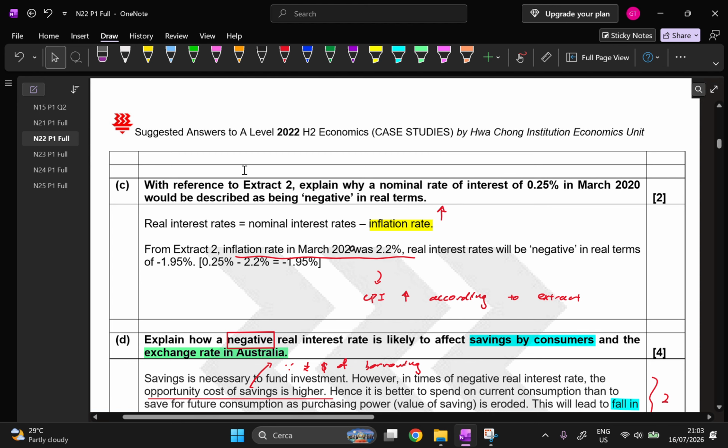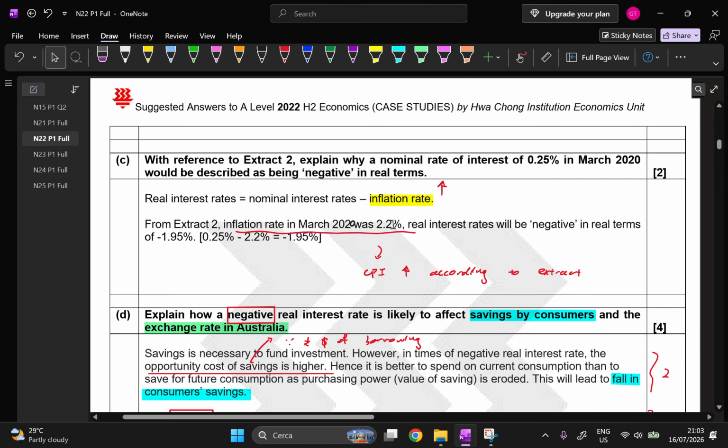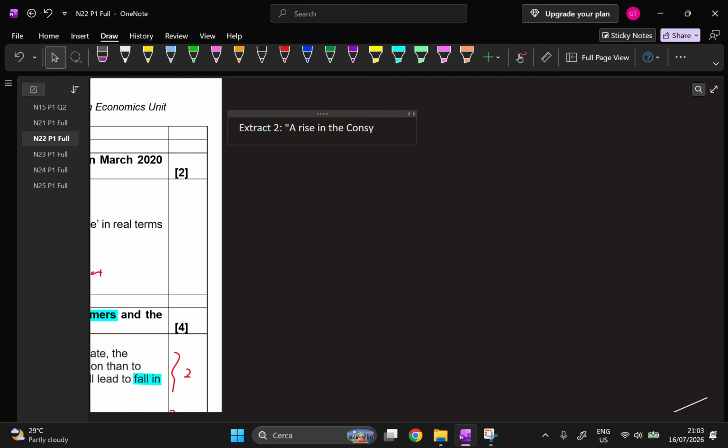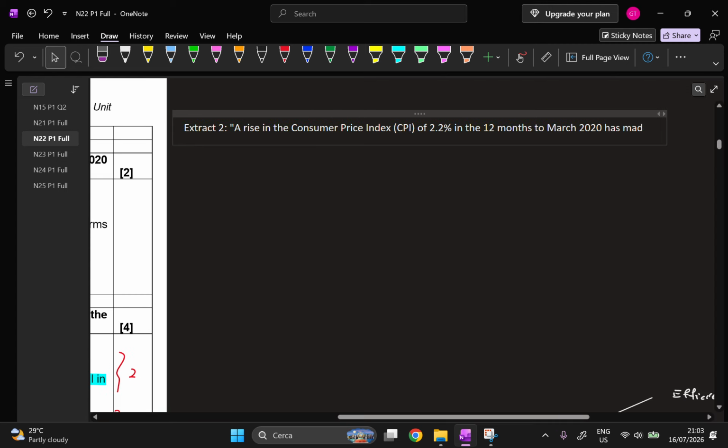If you look at extract 2, I can't show you the extract, but if you flip to page 2, go to extract 2, can you find in extract 2 where is this part? Okay, there's a part in extract 2 that says as follows. Where is that? In extract 2, there's a part that says a rise in the consumer price index, CPI, of 2.2% in the 12 months to March 2020 has made the real interest rate negative. Can you find the part in extract 2 where it says this?